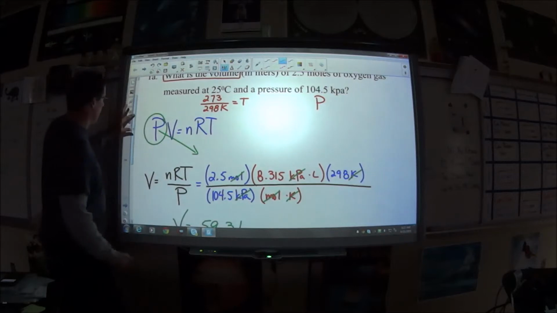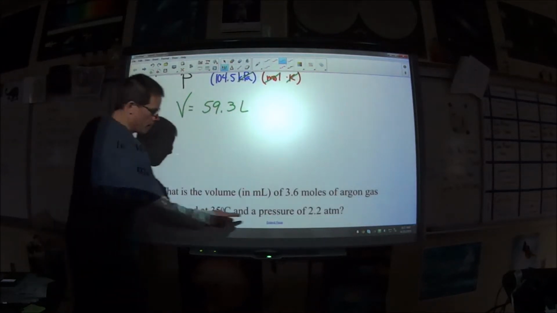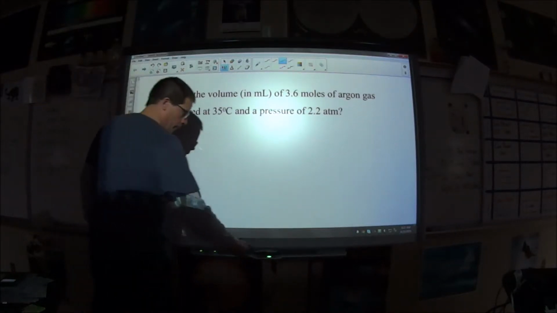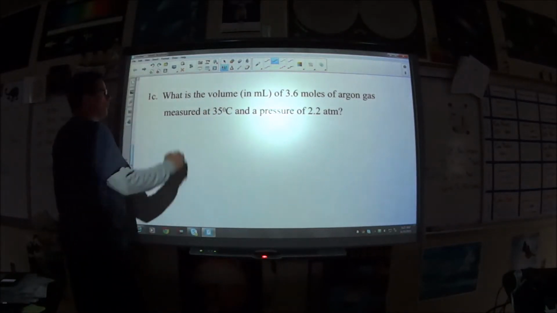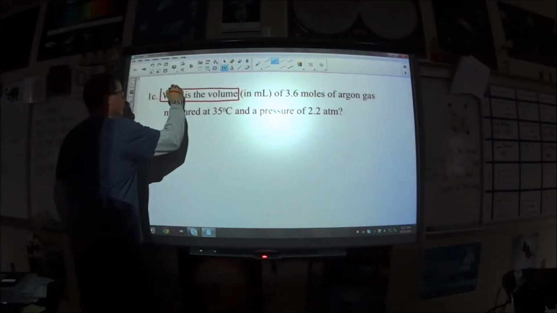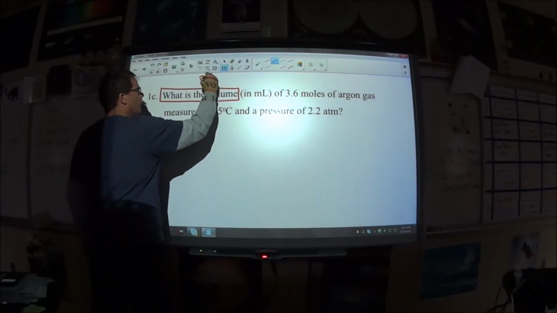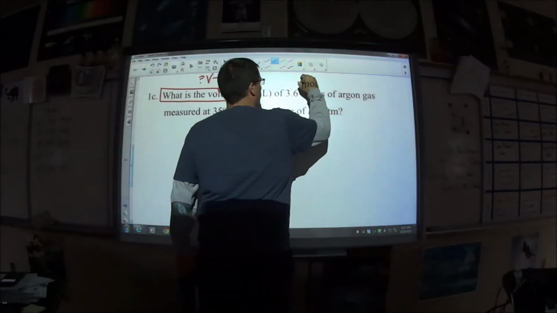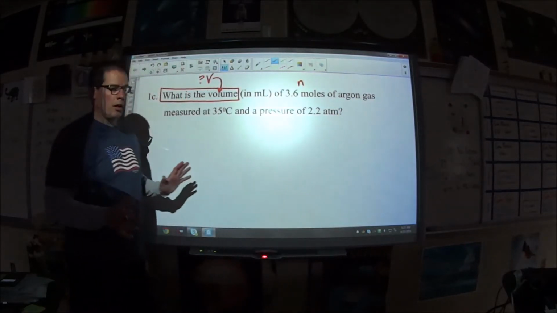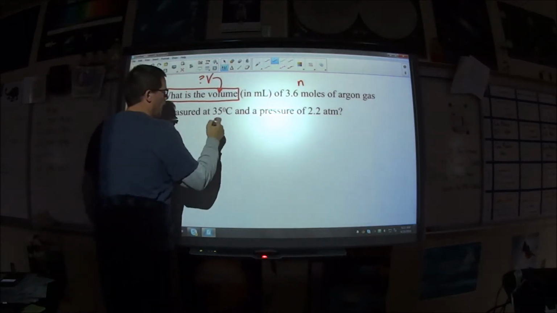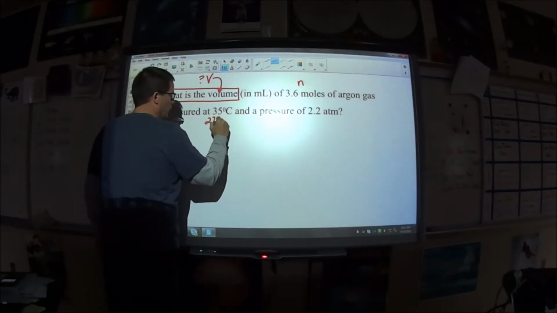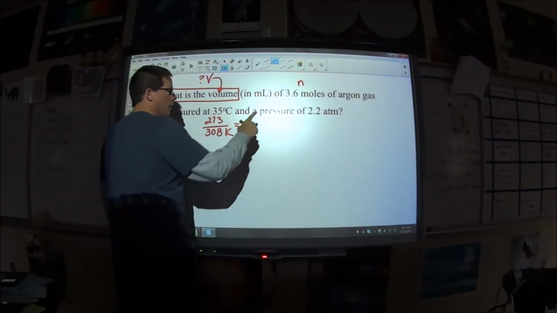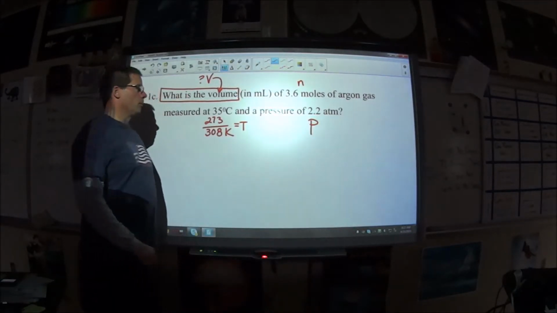All right, let's take a look at 1C. So 1C, again, it reads, what is the volume? So there's our question. And it's in milliliters this time. So what is our volume of 3.6 moles, which is our n, of argon gas? Argon, this isn't significant yet. At a temperature of 35 degrees, so add 273, which is 308, which is our temperature, and a pressure of 2.2.